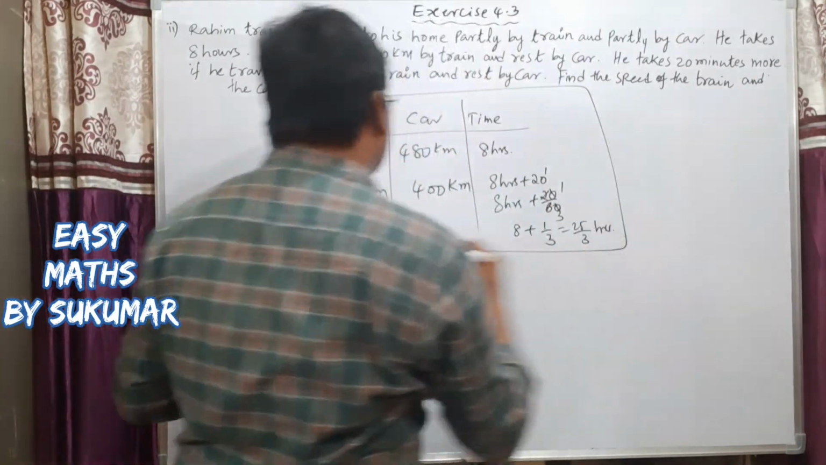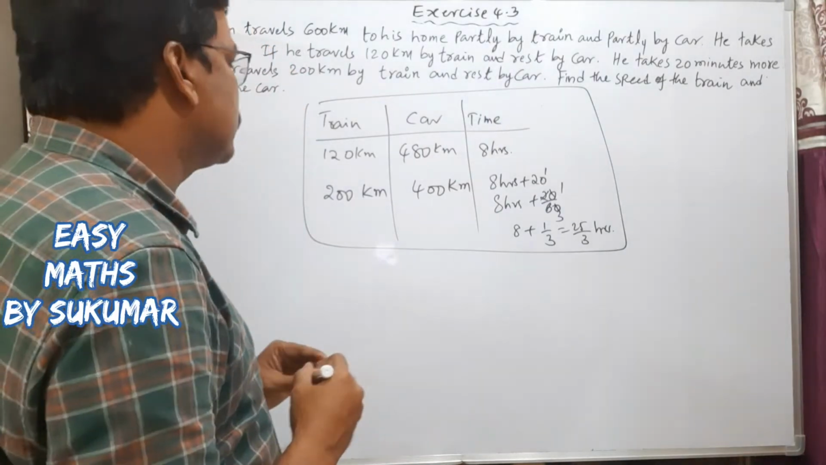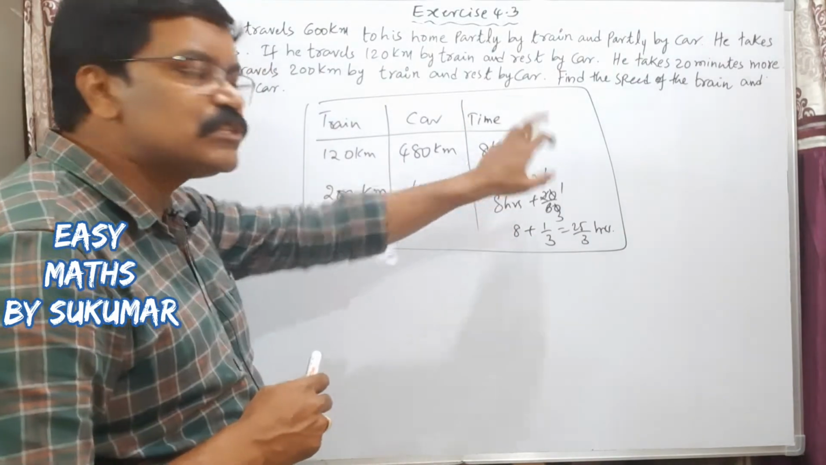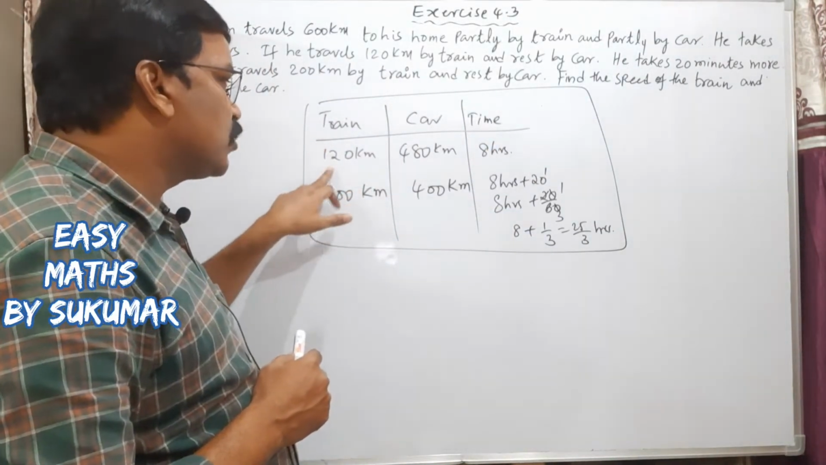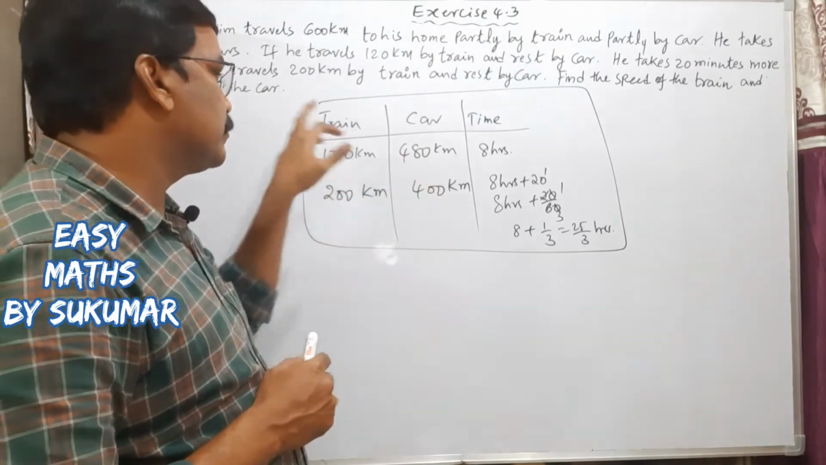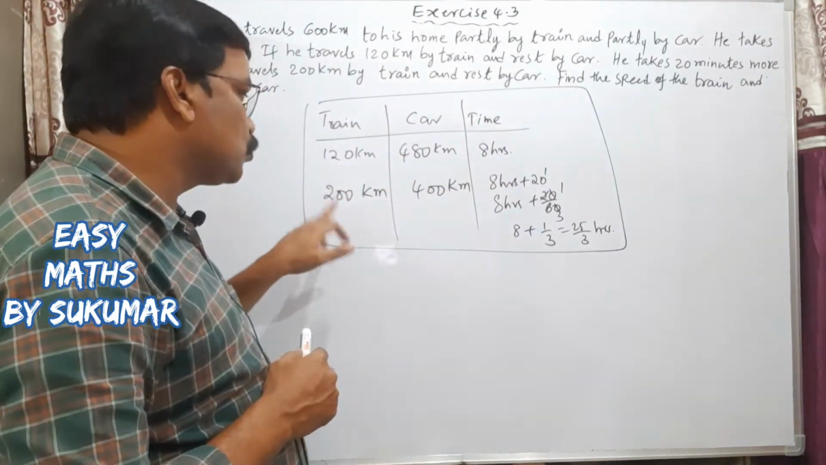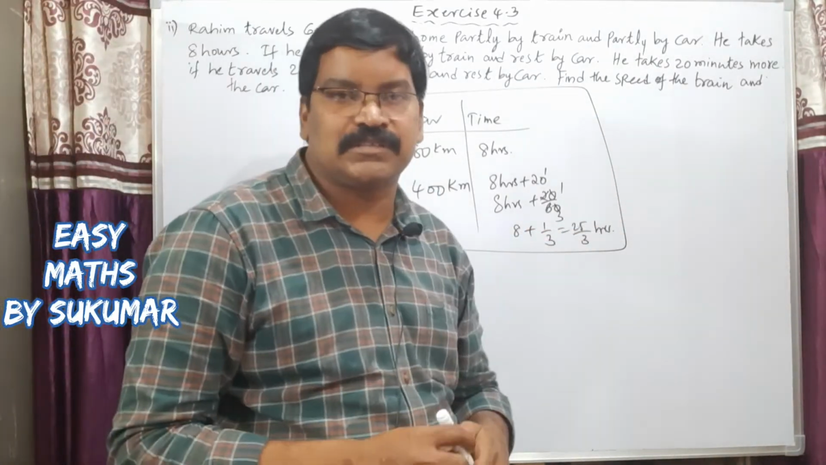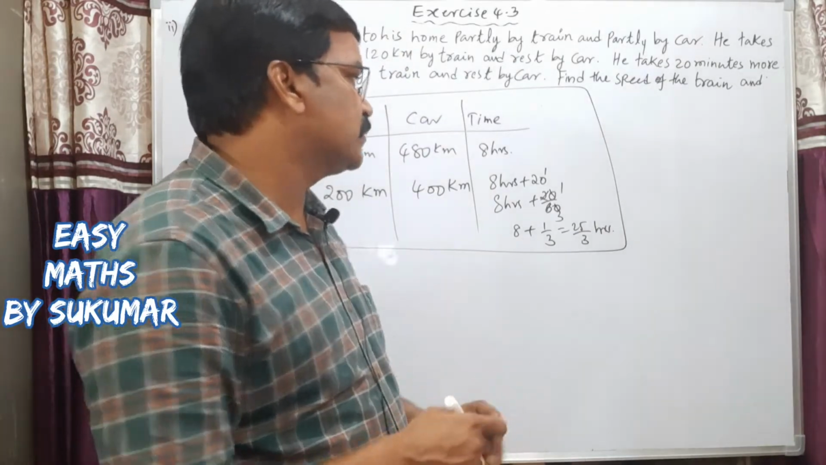I hope you understand this. So my dear students, in these two situations, time is given. Rahim travels 120 kilometers and 480 kilometers by train and car in 8 hours. Even here also 200 kilometers and 400 kilometers in 25 by 3 hours. That means 20 minutes more, of course. That means 8 hours plus 20 minutes.